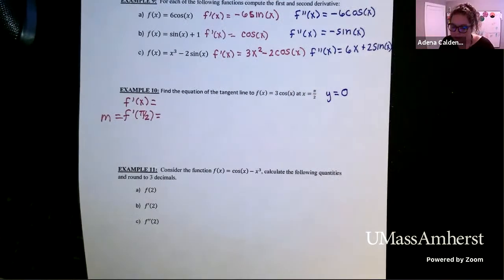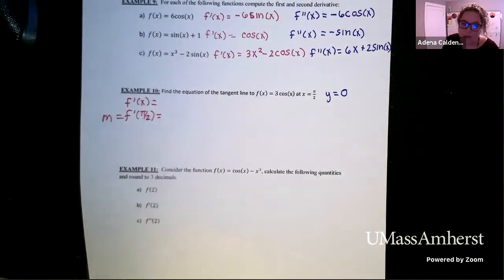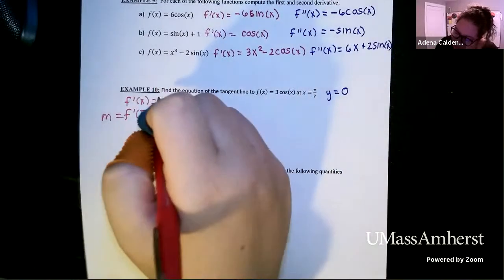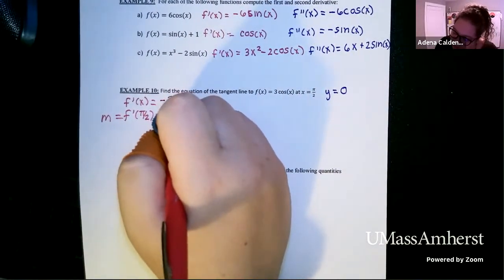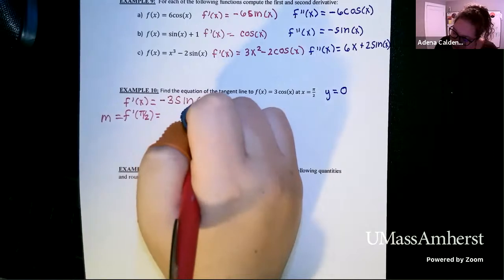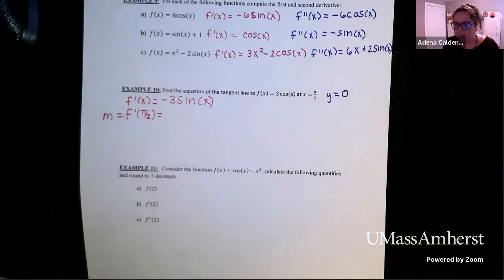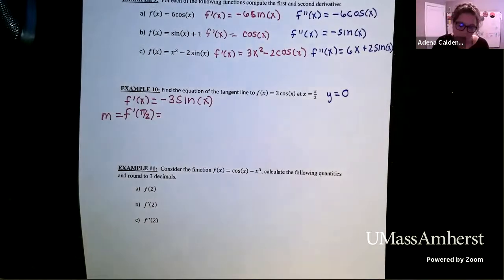The second piece we need is the slope, right? So to find the slope, we need to find the first derivative. The derivative of 3 cosine x is going to be negative 3 sine x. Since the derivative of cosine is negative sine, we get this negative out front, and the 3 has to multiply from our constant multiple rule.